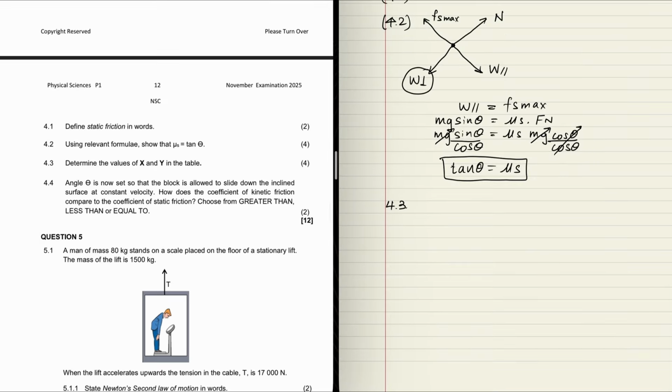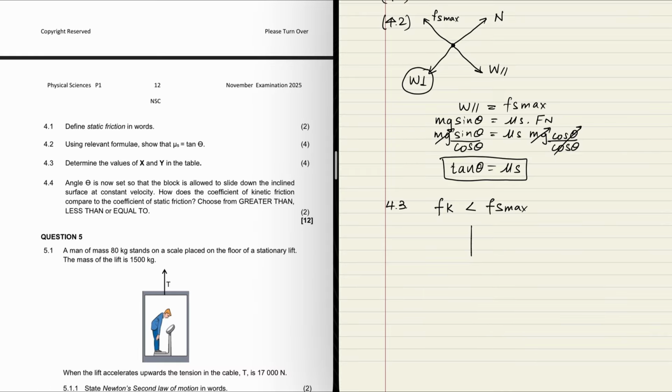Now question 4.4 says, angle theta is now set so that the block is allowed to slide down the incline at constant velocity. So how does the coefficient of kinetic friction compare to the coefficient of static friction? Choose from greater than, less than, or equal to. Now this is more of a theory question, because all you need to do is just remember that kinetic friction is always going to be less than static friction. Well, Fs max.